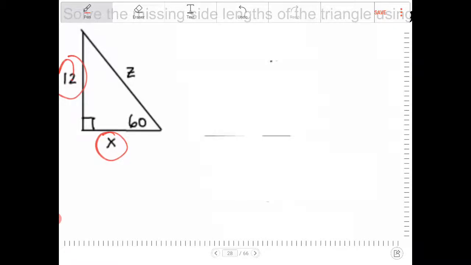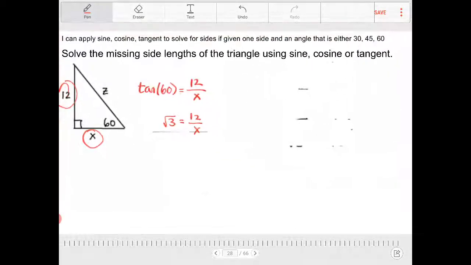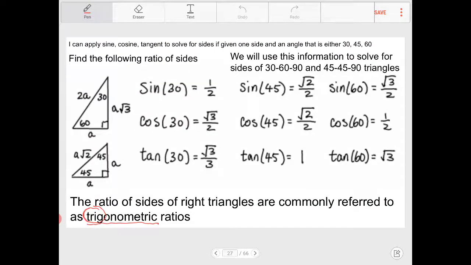If you're thinking of tangent, then you're absolutely right. So we say tangent of 60 is equal to opposite over adjacent, and then we solve for x. But wait a minute, don't we know what tangent of 60 is? Tangent 60 is radical 3, right? So again, this information over here is super important and super helpful.